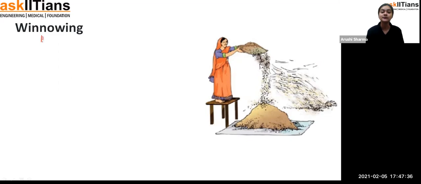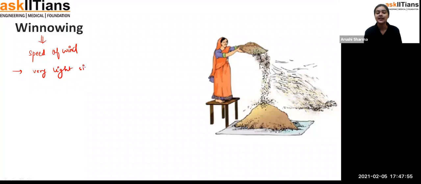Winnowing is a method which is used with the help of the speed of wind. Okay, and this method is generally used to remove very small impurities, very light-sized impurities.